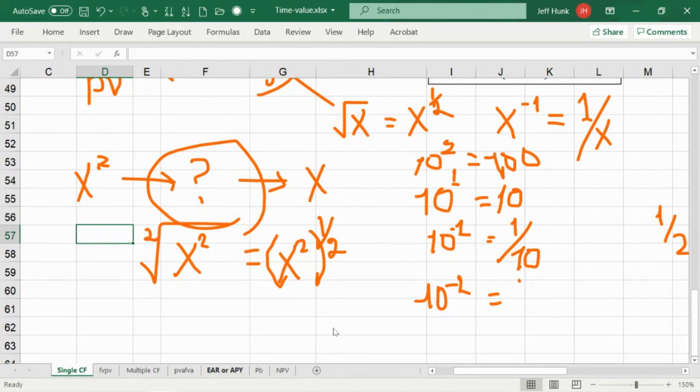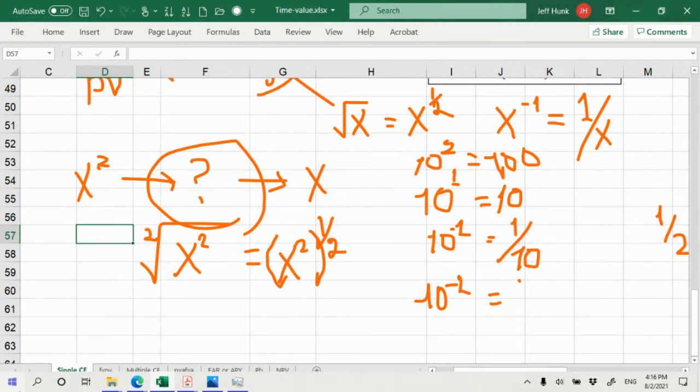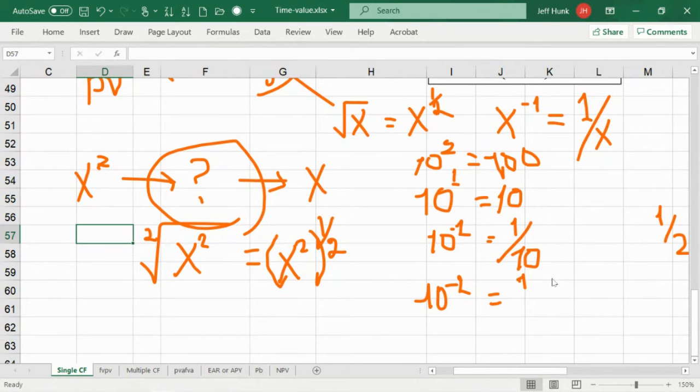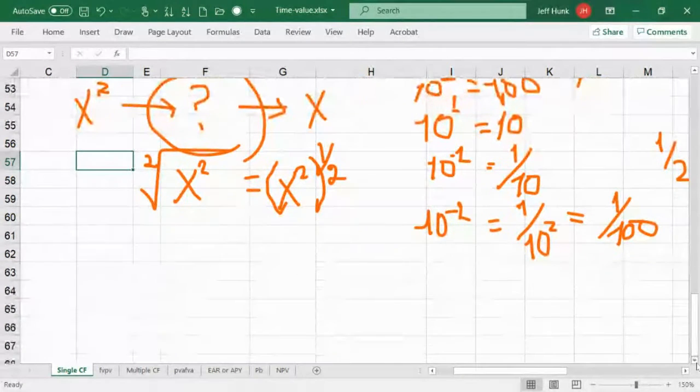10 squared is what? What is 10 squared? I don't know. It equals 1/100. 1/100, yes. Now you're thinking. It's 1/10 squared, the reciprocal. Think about it. So 1/10 squared is, of course, 1/100. Okay? That's the negative exponent.